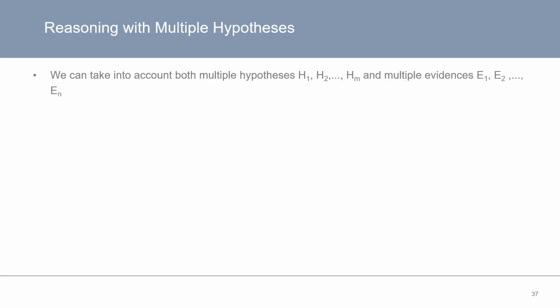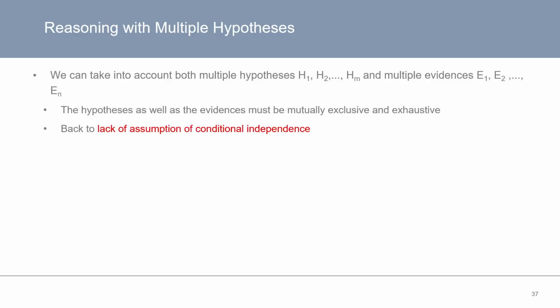Now let's take a quick look at reasoning with multiple hypotheses. In this case, we're trying to take into account both multiple hypotheses, let's say H1 through HM, and multiple pieces of evidence, E1 through En. Here, the hypotheses as well as all the evidences must be mutually exclusive and exhaustive. But in this case, we're back to a lack of assumption of conditional independence.